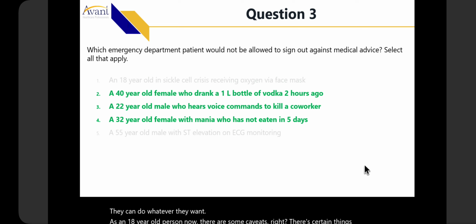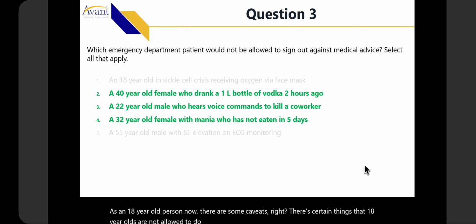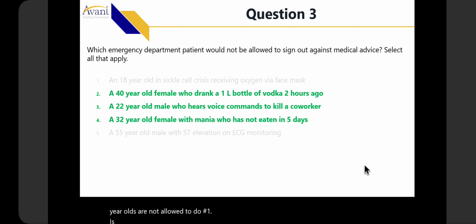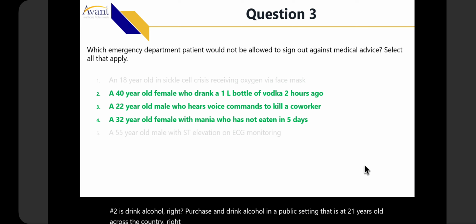There's certain things that 18-year-olds are not allowed to do. Number 1 is smoke cigarettes, right? In some states, you have to be 19, in other states, 21 years old to smoke cigarettes. Number 2 is drink alcohol, right? Purchase and drink alcohol in a public setting. That is 21 years old across the country, right? Everybody has to be 21 years old. Number 3 is purchase a gun, well, no, actually, I think when you're 18, you can purchase a gun.